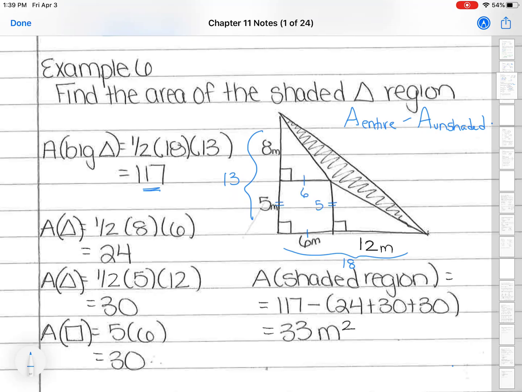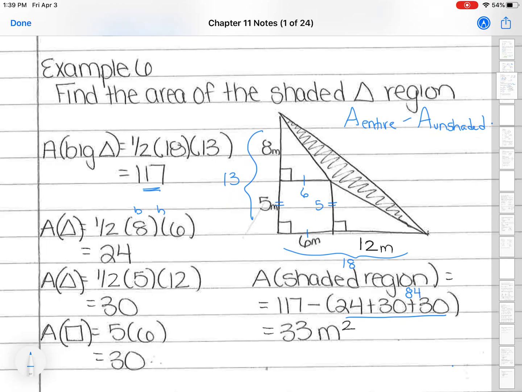And then individually, this is 6, which means this is 6. This is 5, which means this is 5. And you've got two triangles and a rectangle going on here. So 1/2 base times height gets you 24 for the first triangle. The second triangle is 1/2 times 5 and 12, which gets you 30. And the rectangle is 5 times 6, which is 30.